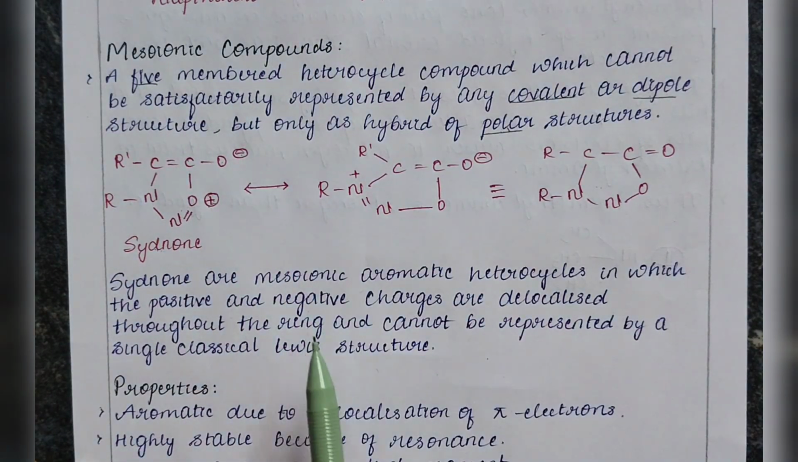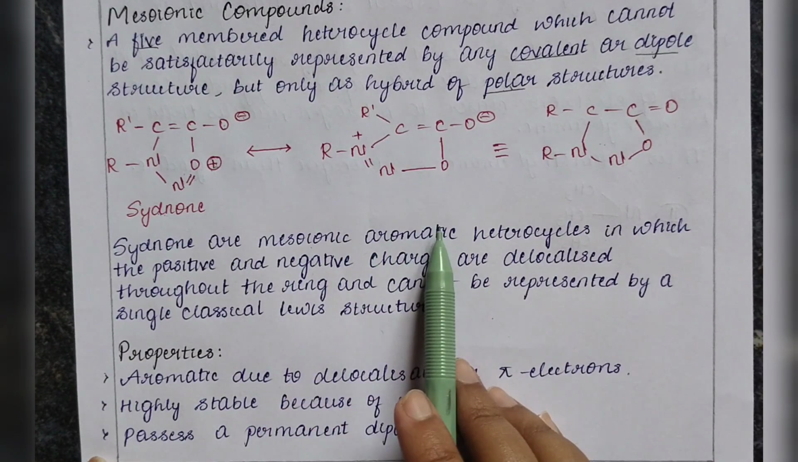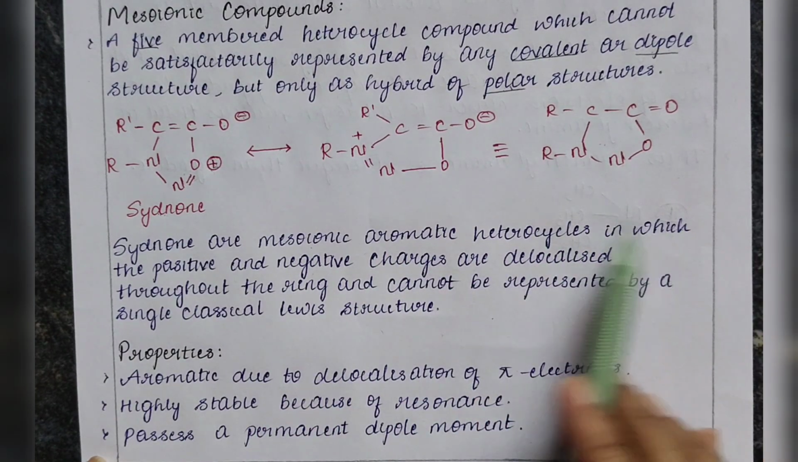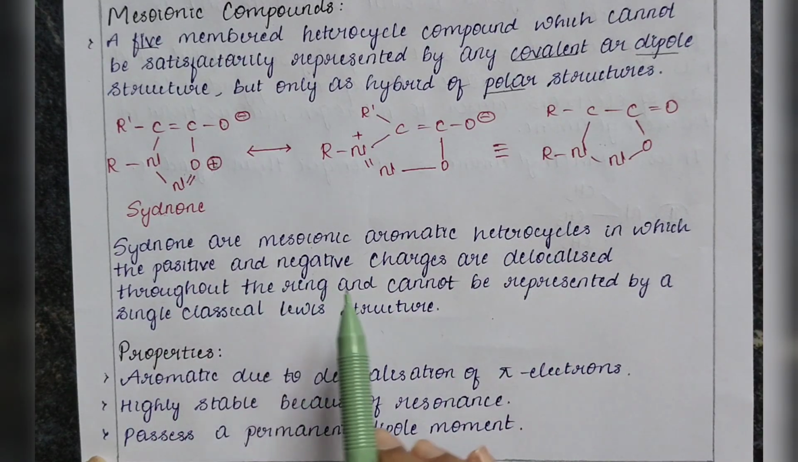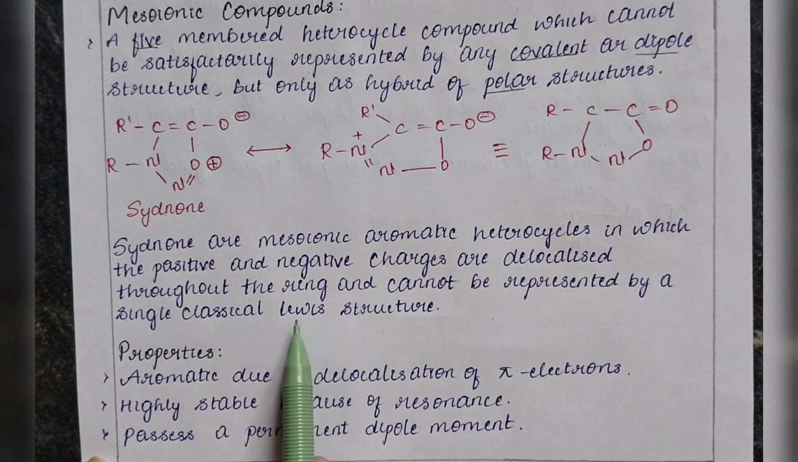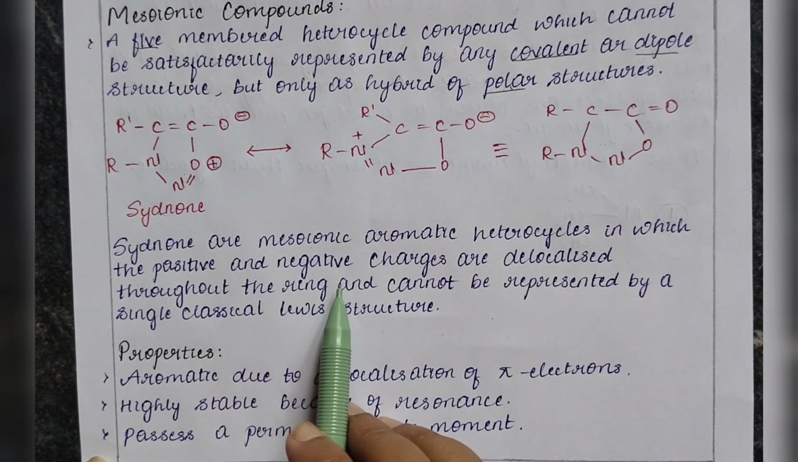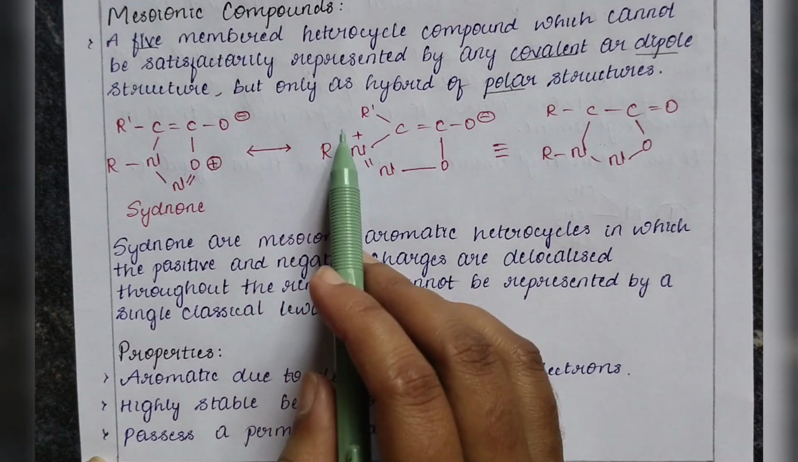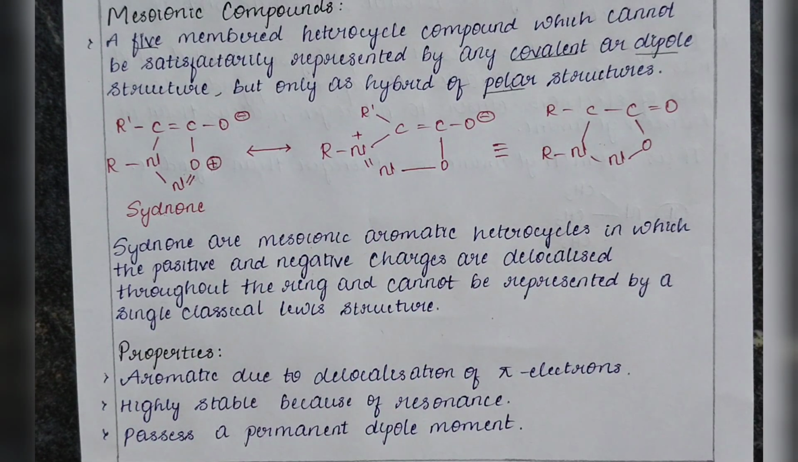Now let us study a few properties of Sydnone. Sydnone is a mesoionic aromatic heterocycle in which the positive and negative charges are delocalized throughout the ring and cannot be represented by a single classical Lewis structure. Lewis structure is nothing but the dipolar structure, and as mentioned earlier, this negative and positive charge will be delocalized throughout the ring. And here are some properties of Sydnone.